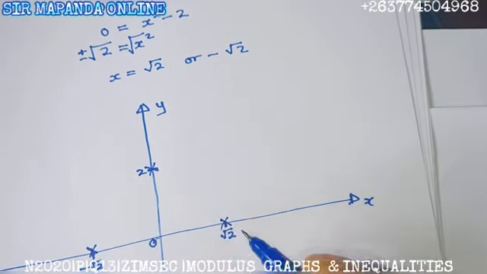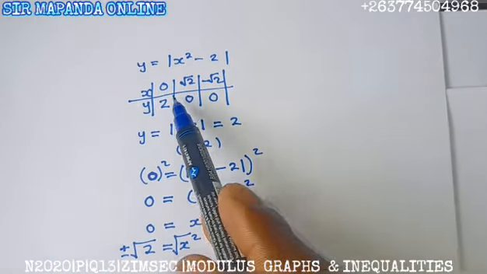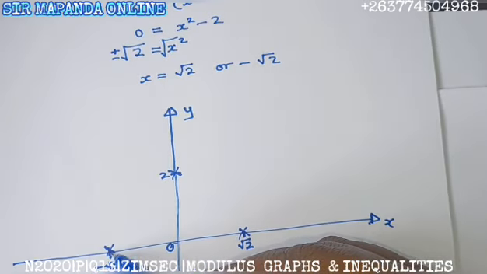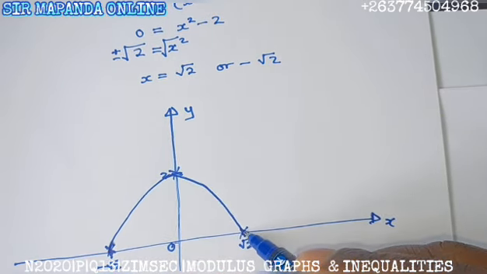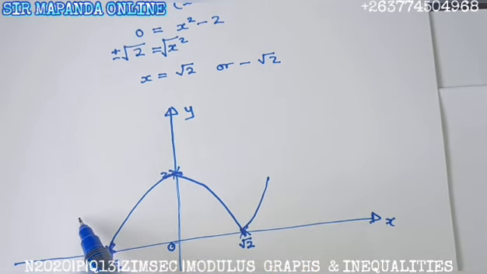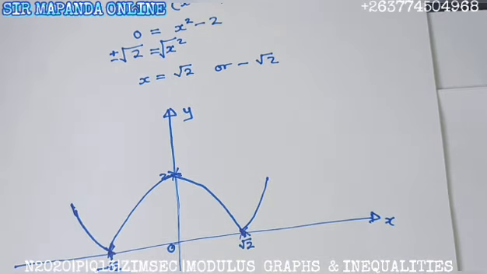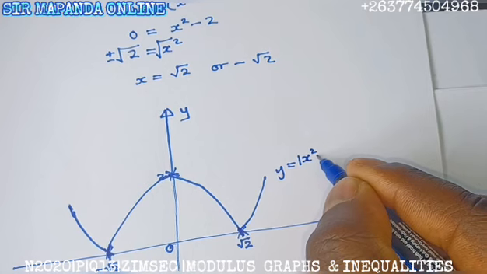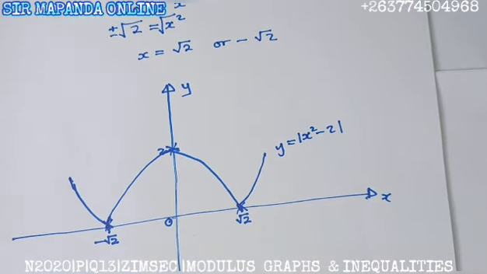Right. So remember, for this modulus, we do not have negative values of y. It means you start by drawing this curve here first. Then you put this 2 as well. So this is the graph of y equals modulus of x squared minus 2. You are home and dry.